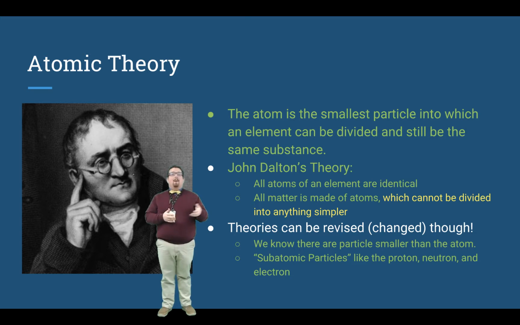The important thing to know about science is that scientific theories can be revised if we find new evidence. For example, through various amazing experiments by scientists like J.J. Thomson, Ernest Rutherford, and others, we found that there are particles that are smaller than the atom. We call these particles subatomic, which means they're smaller than an atom. These three basic subatomic particles are protons, neutrons, and electrons.